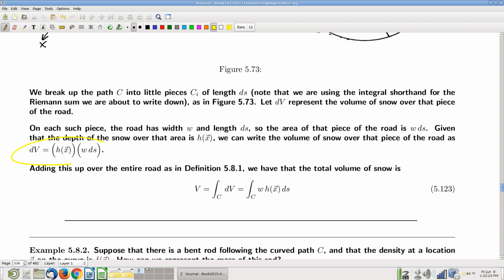So there you go. Total volume of snow over a piece of driveway of length ds is that. And of course, the grand total amount of snow is just the sum of the little pieces of snow on all the little pieces of the driveway. And so you get another line integral, as it turns out.